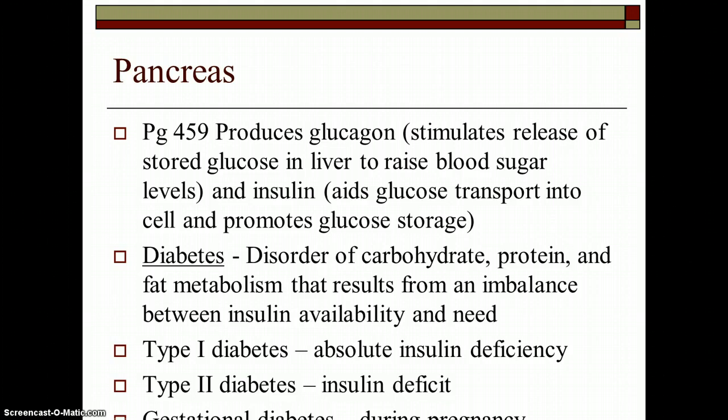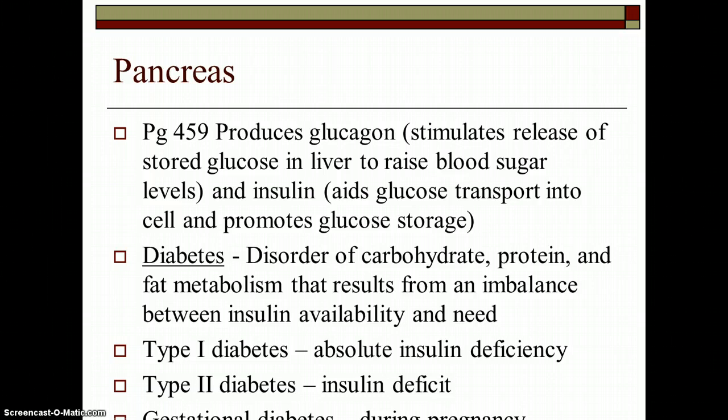Okay, so the pancreas, when we look at the pancreas, the main job of our pancreas is to make glucagon. So that stimulates the glucose that's in our liver to be released in order to elevate our blood sugar levels. It also makes insulin. So what insulin does is it helps the cells in our tissues use our glucose. So it actually acts as a transporter to be pulled into the cell so that the glucose is able to be used for our energy and metabolism.